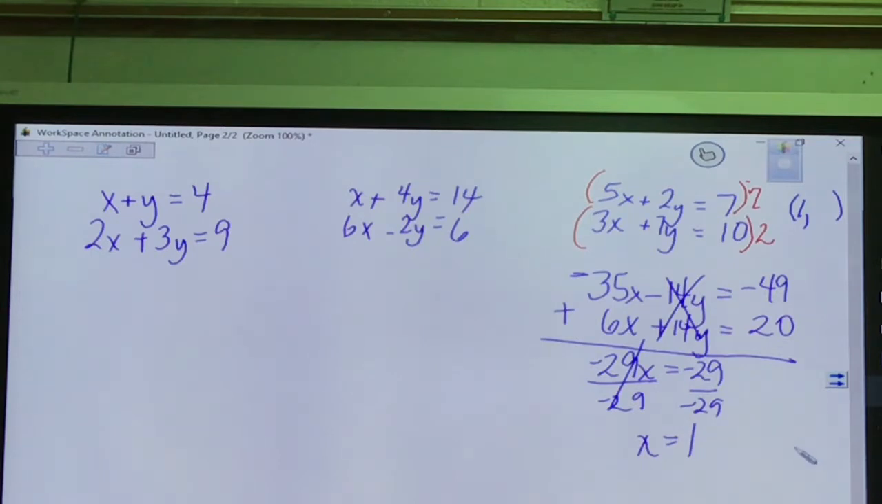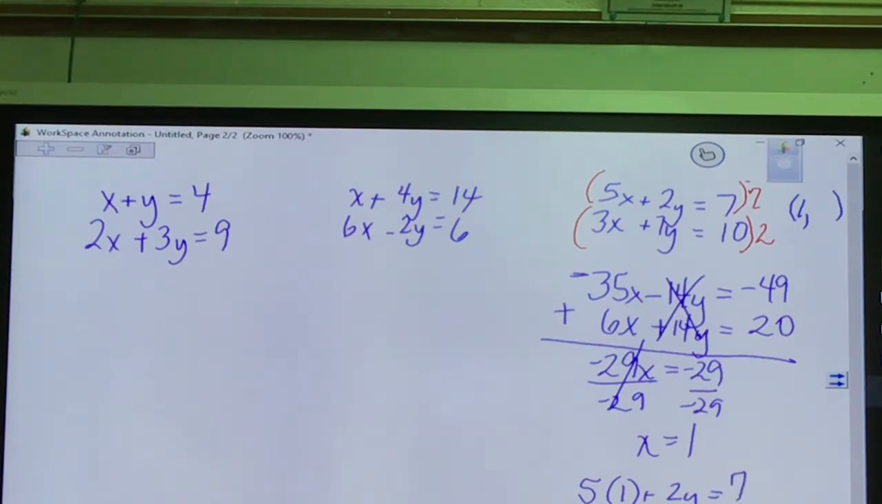Now, how in the world do I go about finding the y coordinate only knowing x equals 1? Plug it in. Substitute it in. Where do I substitute it into? For the x. With the top or the bottom? Doesn't matter. Which one do you want me to choose? Bottom. I heard the top. Bottom. Already chose.